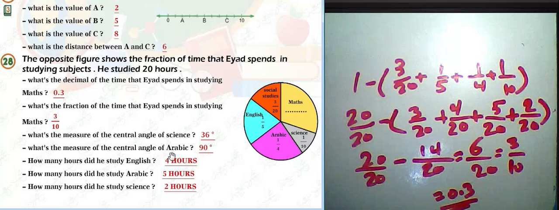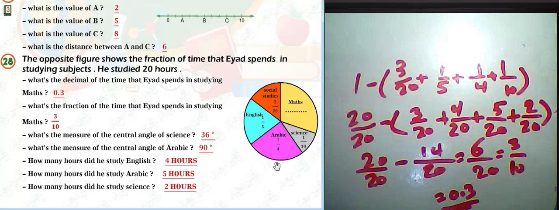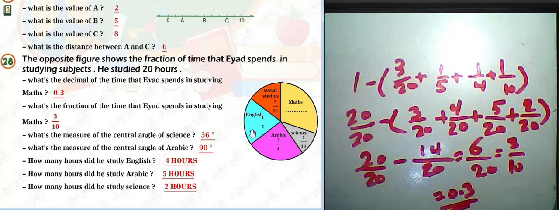What is the measure of the central angle of Arabic here? The fourth of the circle's center here equals what? 90 degrees. We know the measure of the circle equals 360, and the sum of the central angles equals 360. So the fourth of 360 equals 90 degrees.